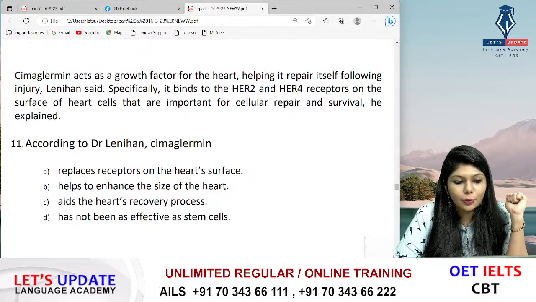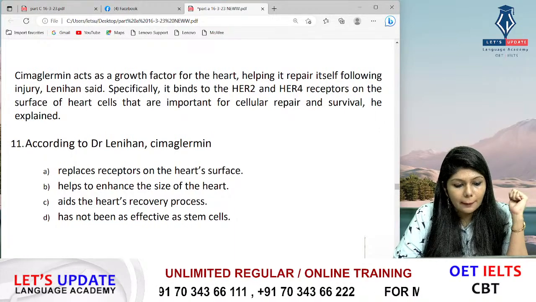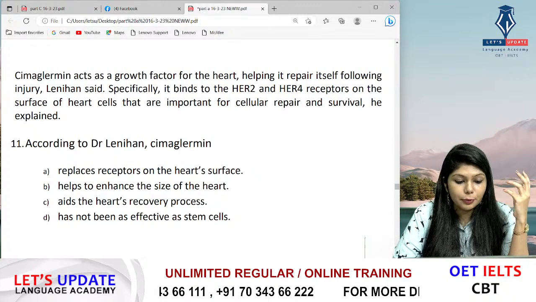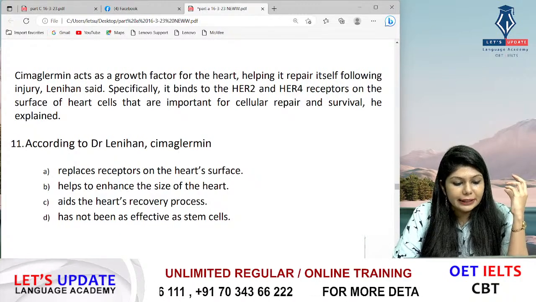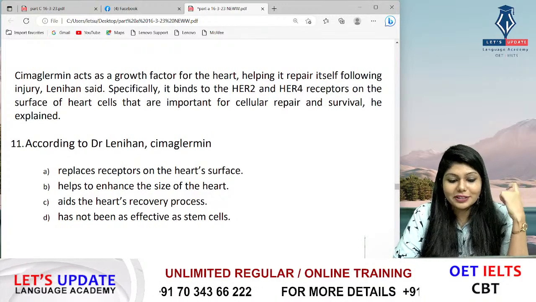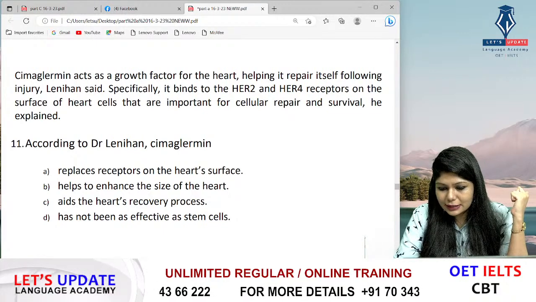The options are A, replaces receptors on the heart surface; B, helps to enhance the size of the heart; C, aids the heart's recovery process; and D, has not been as effective as stem cells. What is mentioned in the paragraph? And I can see your choice of answers coming up.